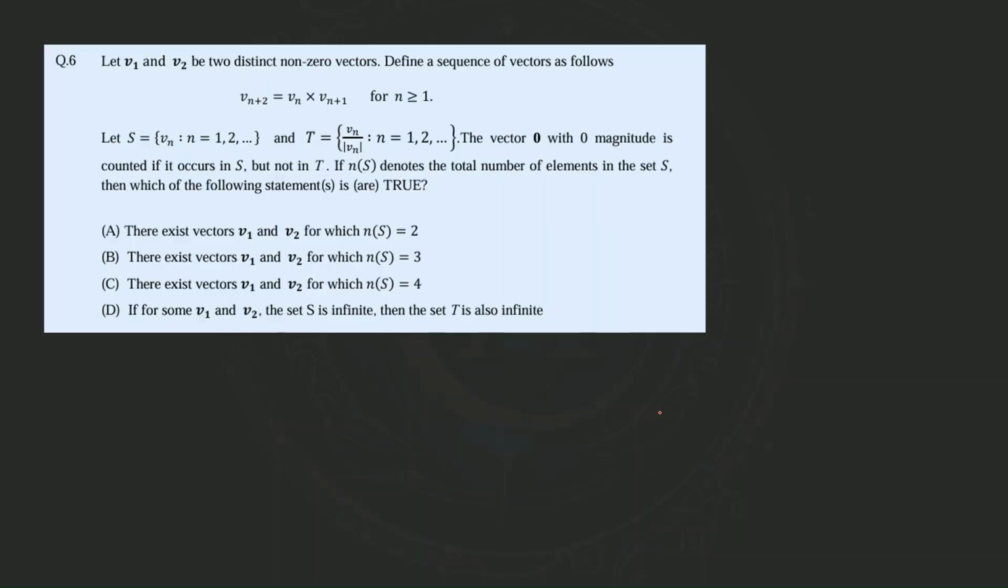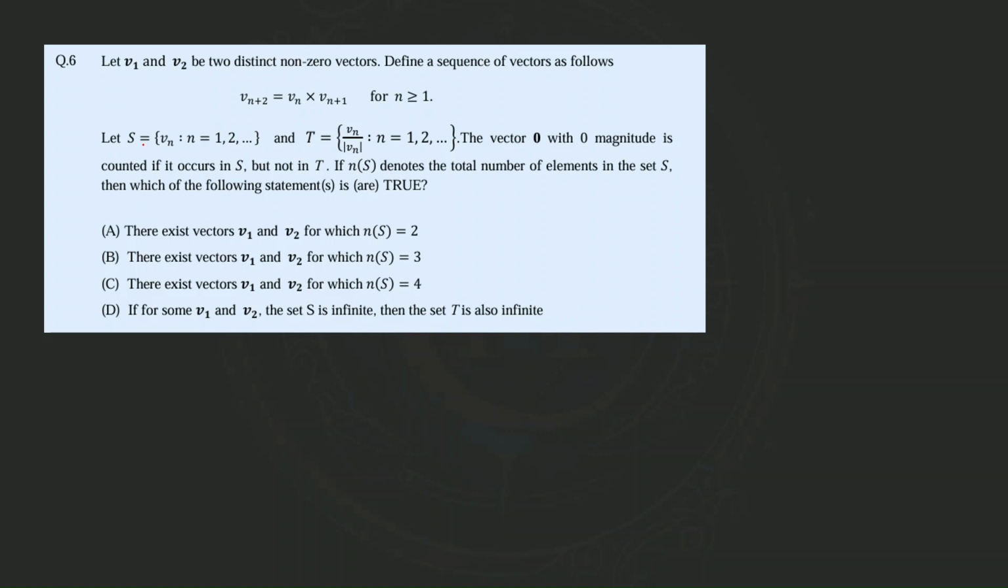Okay, so this is the next question, question number 6. Let V1 and V2 be two distinct non-zero vectors. Define a sequence of vectors as follows: Vn+2 equals Vn cross Vn+1 for n greater than or equal to 1. Let S equal {Vn : n = 1, 2, and so on}, and T equal {Vn divided by the modulus of Vn}.